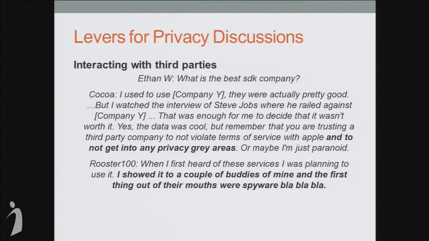So Coco and Rooster100 both express fears about putting trust in third parties to manage the analytics and data about their users.